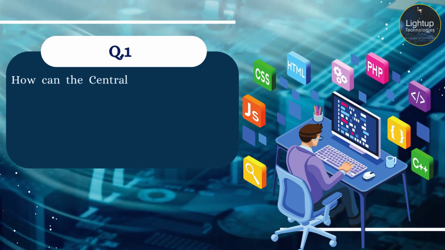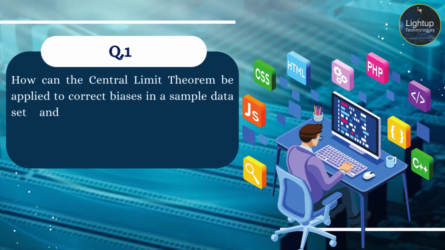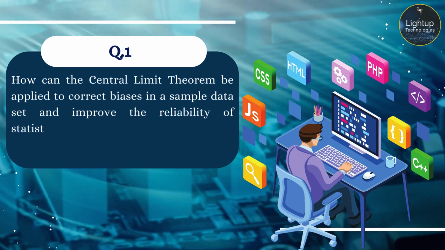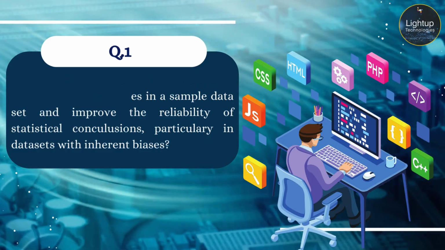How can the central limit theorem be applied to correct biases in a sample data set and improve the reliability of statistical conclusions, particularly in datasets with inherent biases?